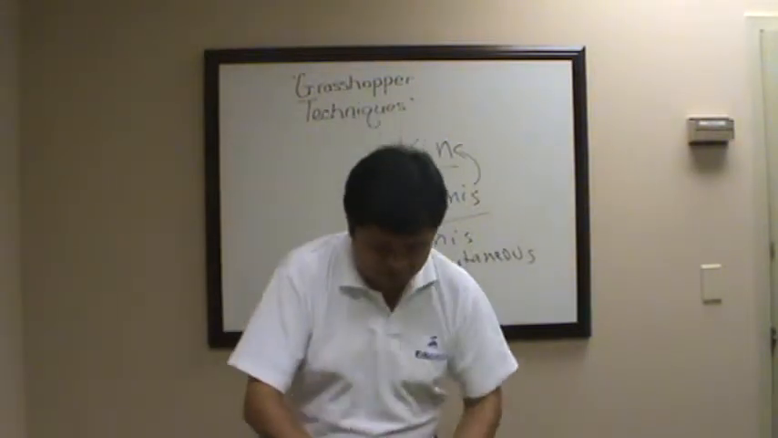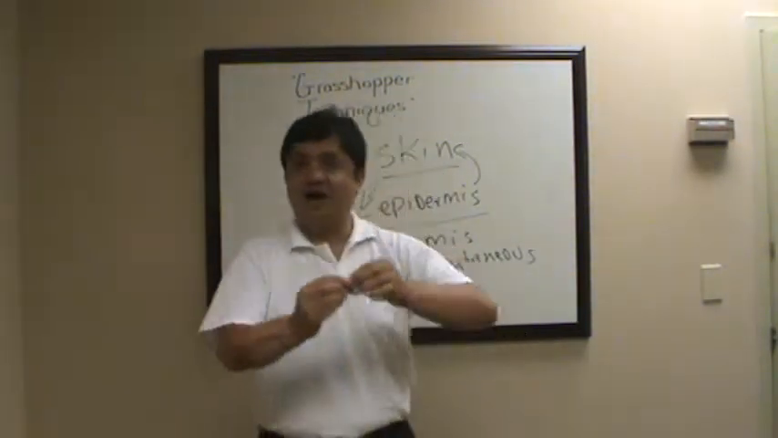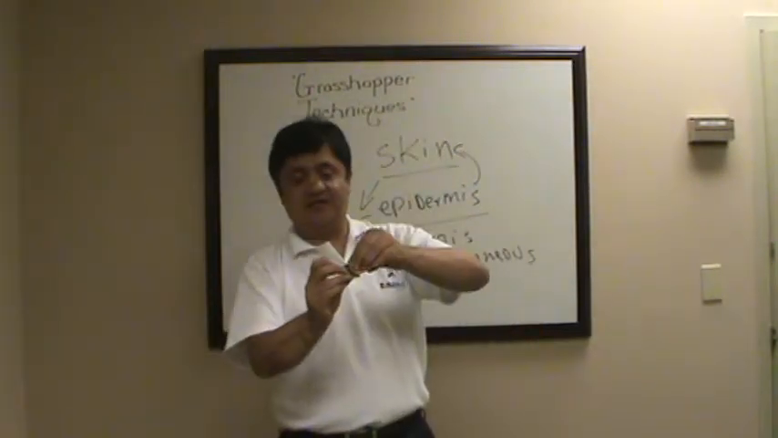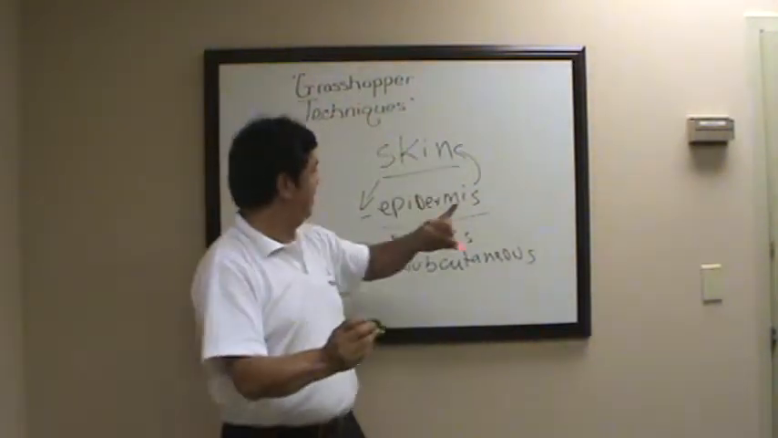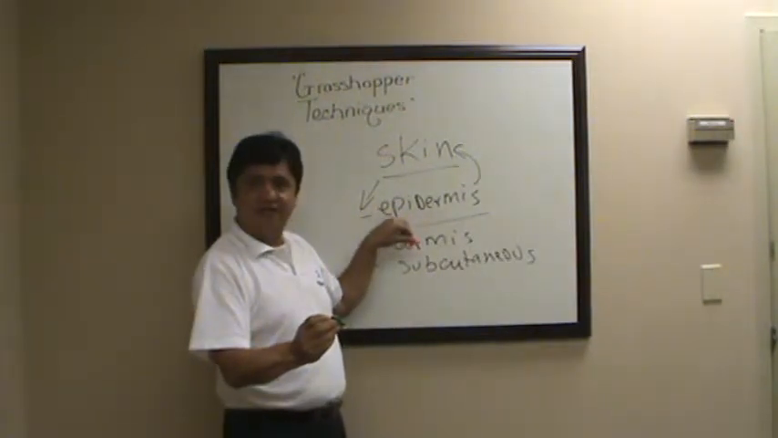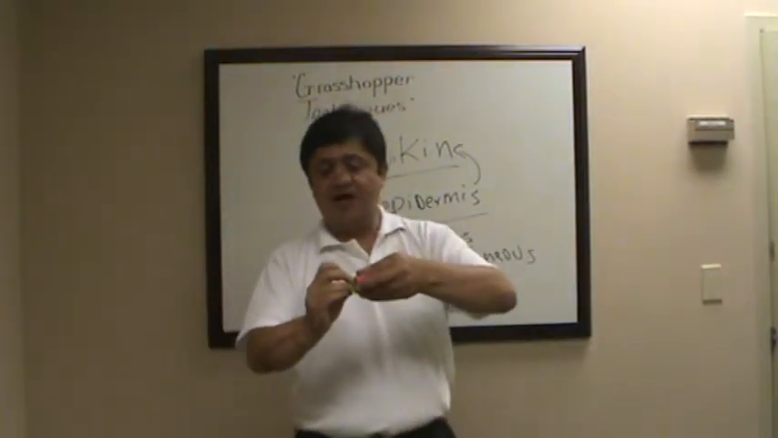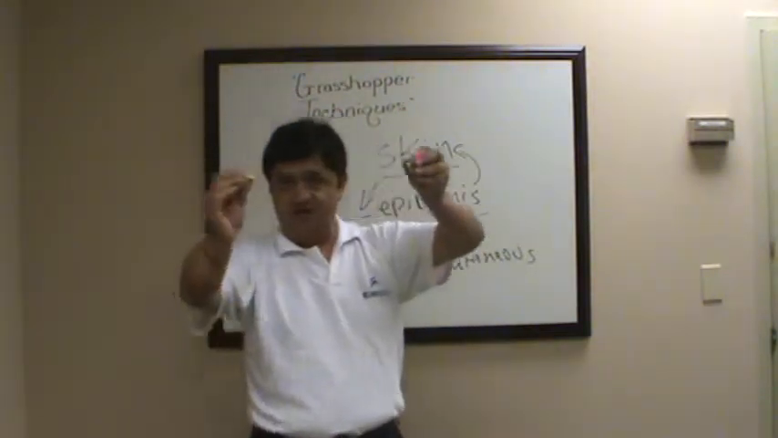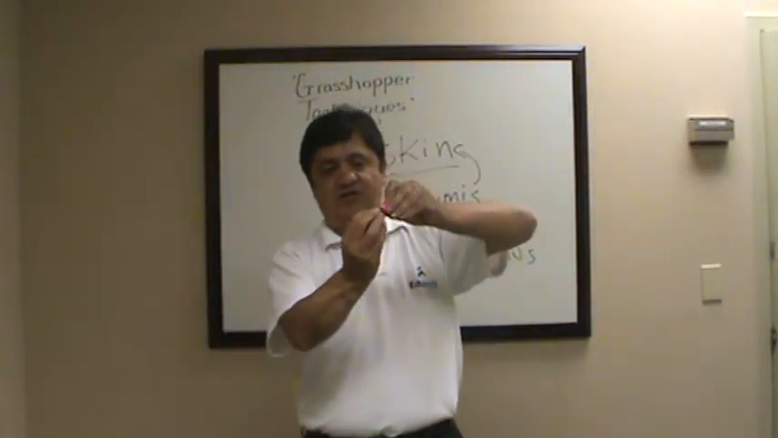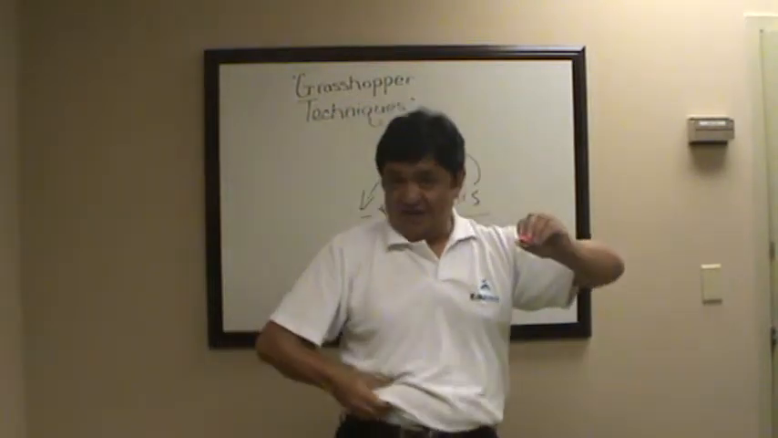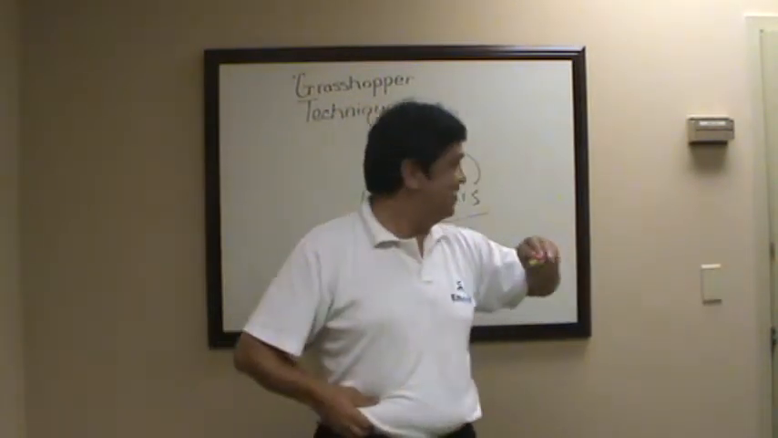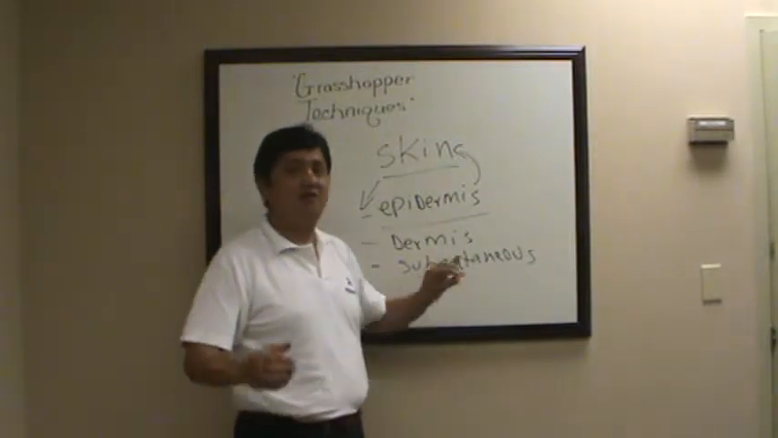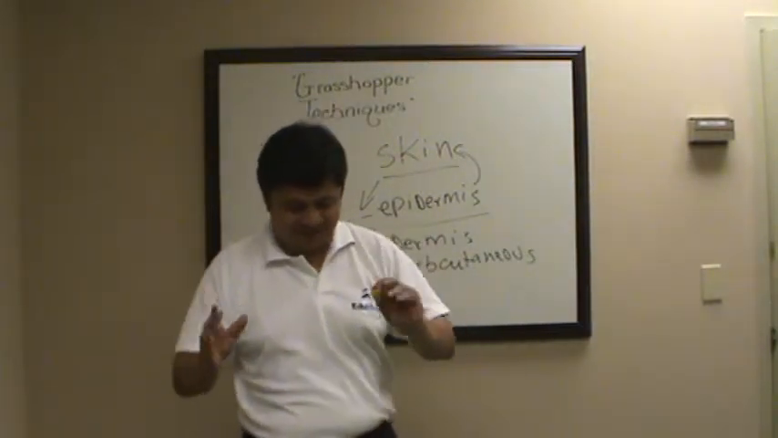Good. So I'm going to repeat one more time. How many layers of the skin? Just 3. The first layer over here is called what? Epidermis. The second layer is called what? Dermis. And the third layer, which is also called the fat layer, is called the subcutaneous. So you already know those layers of the skin.